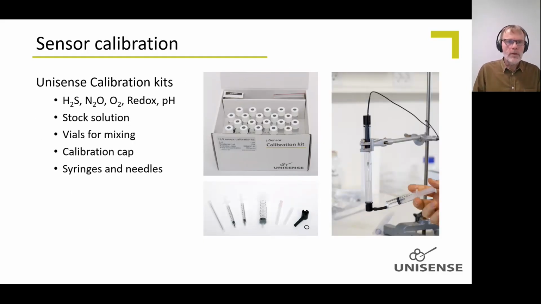We have calibration kits to help you do these calibrations. We have them for sulfide, nitrous oxide, oxygen, redox, and pH. They come in a box like this with equipment for 10 calibrations. They come with syringes and a calibration cap that can snap onto the protection tube of the sensor, so you can inject your calibration liquid here. And then it comes with whatever you need for mixing and so on. It's a bit different for the different calibration kits. It's a very handy thing, at least to take to the field, for example, because then you don't need to bring a lot of chemicals. All this can be shipped very easily, without any dangerous goods declarations.